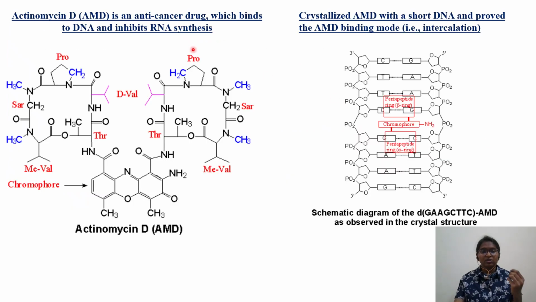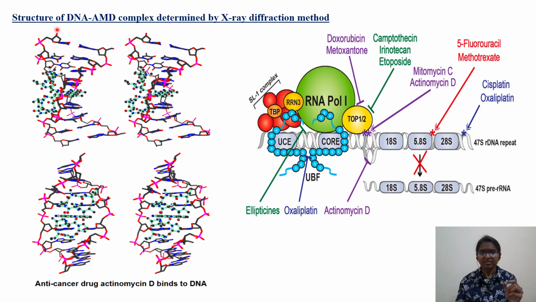So we have clearly seen that this is actinomycin D. This is the phenoxazone and two side chains are there. And this is your DNA, in whose groove your drug will go. Crystallized AMD with short DNA proved the AMD binding mode, that is intercalation, particularly at the GAAGCTTC sequence as observed in the crystal structure. This is the structure of the DNA and AMD complex, determined by X-ray diffraction method. These are the pictures you can see.